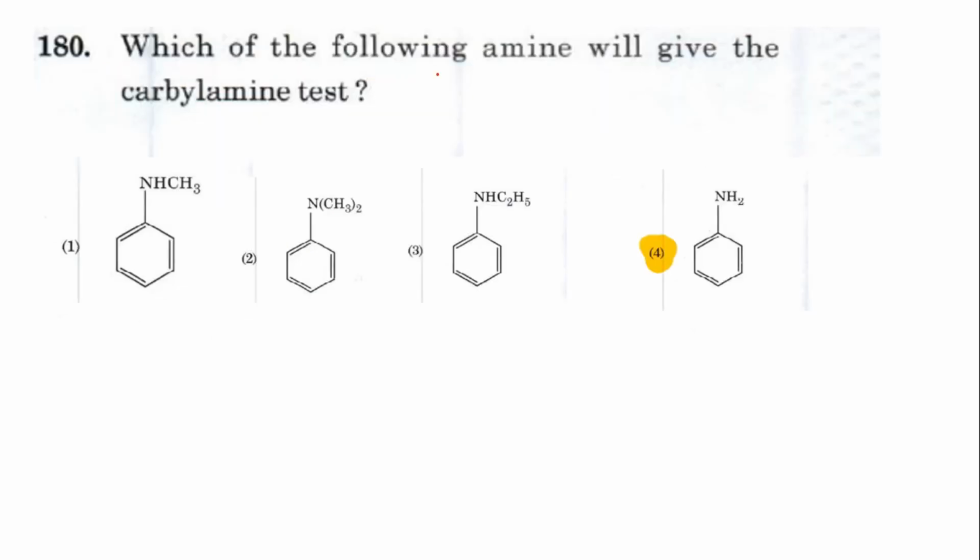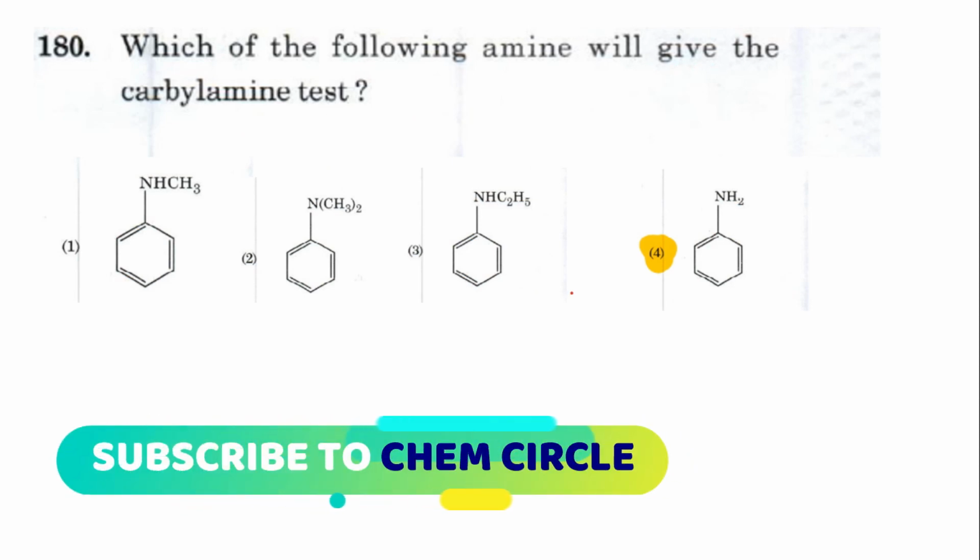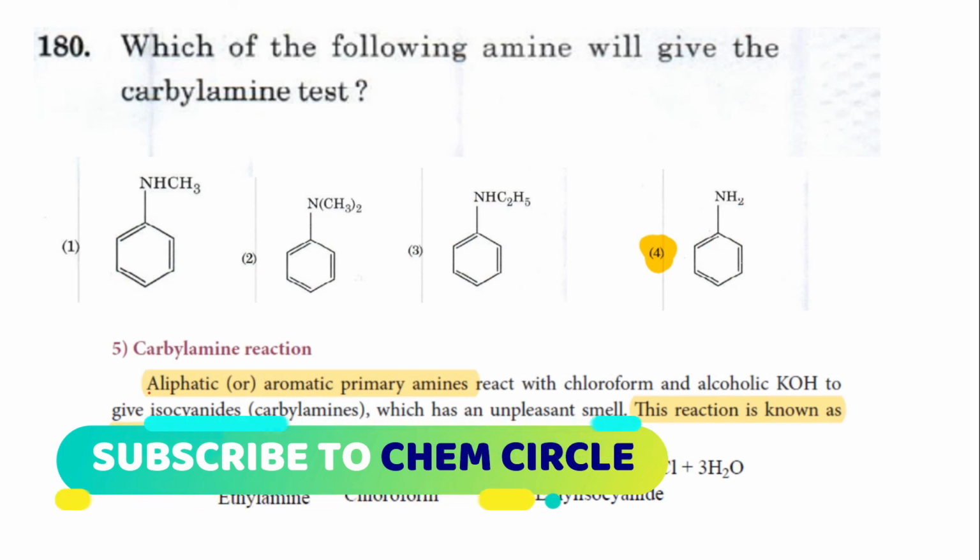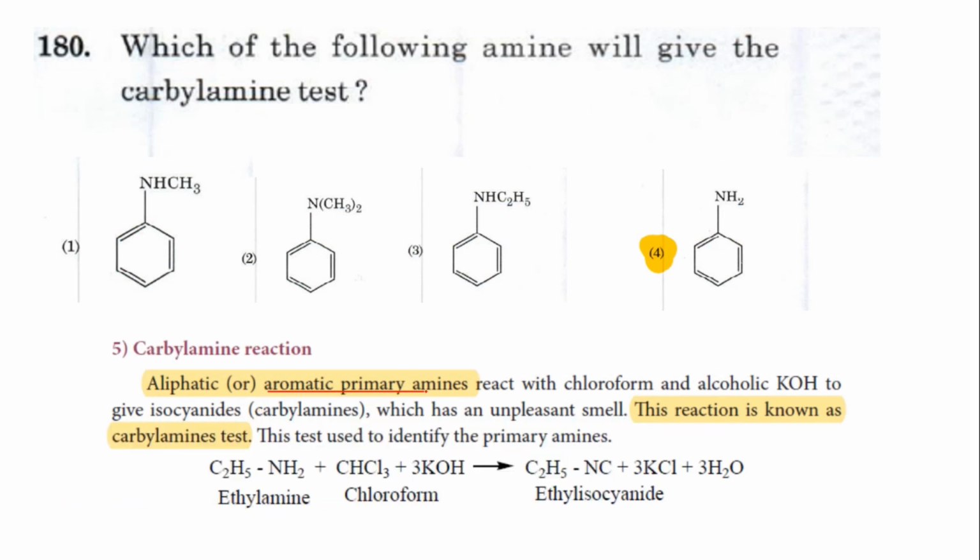Next, which of the following amines will give the carbylamine test? So here 4 options are there. In the carbylamine test, aliphatic or aromatic primary amines react with chloroform and alcoholic KOH to give isocyanides, that means carbylamines, which have an unpleasant smell. So this reaction is the carbylamine test. So for the carbylamine test, we need an aliphatic or aromatic primary amine. Okay, so here this is a secondary amine and this is a tertiary amine and this also a secondary amine and this is the primary amine. So option 4 is correct.